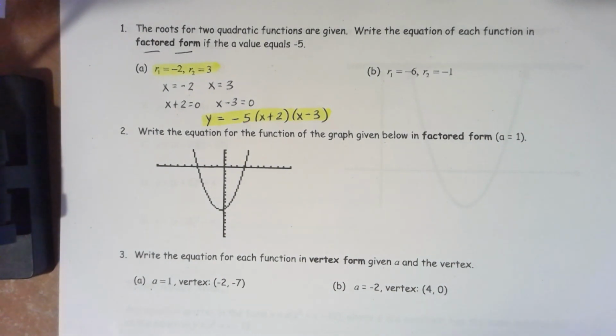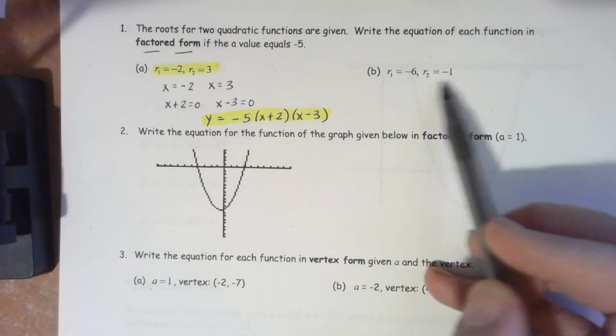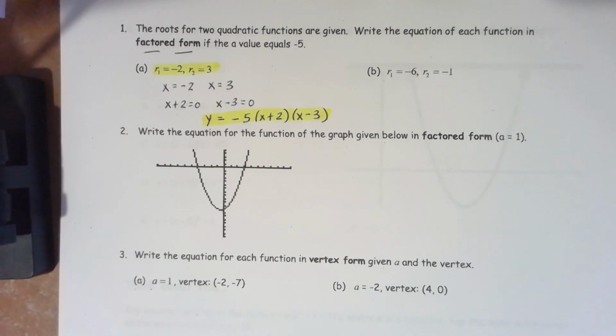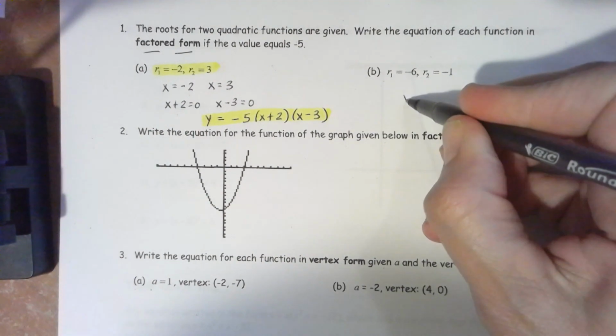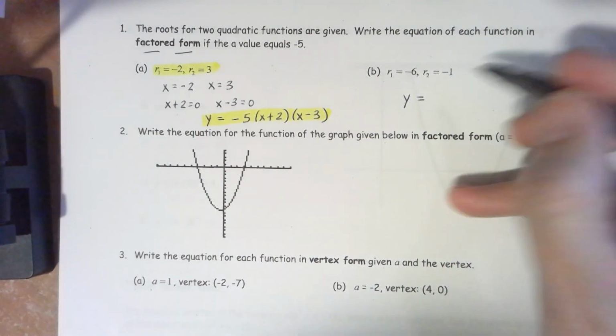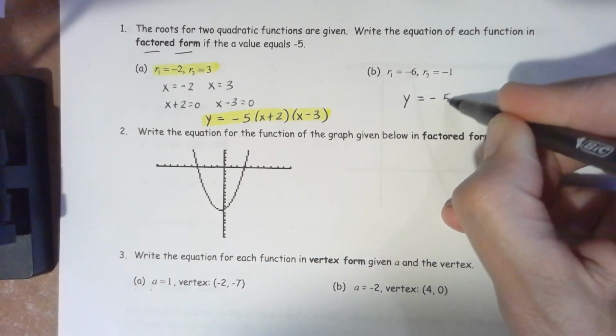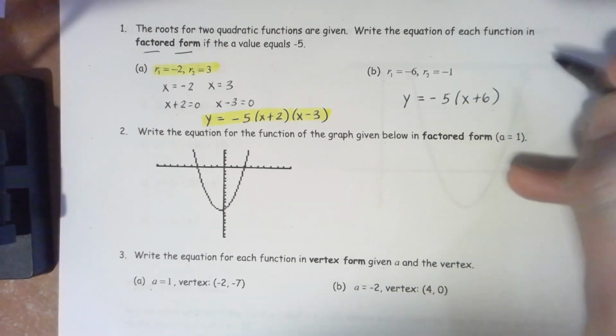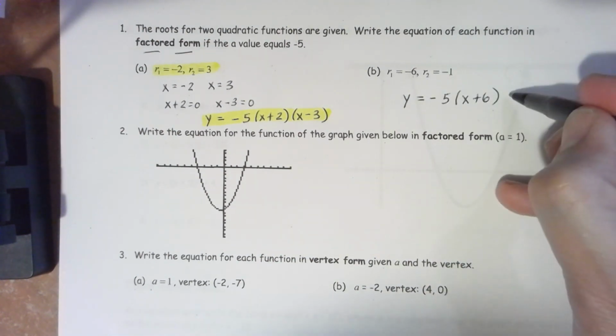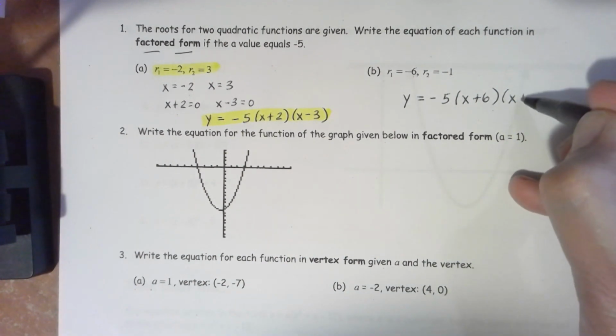So looking at B, if my two roots are -6 and -1, that tells me the parabola will cross the x-axis at those two places, at -6 and -1. If my a value is -5, my equation in factored form is y equals -5, parentheses x plus 6, remember the opposite of what the root is, times x plus 1.